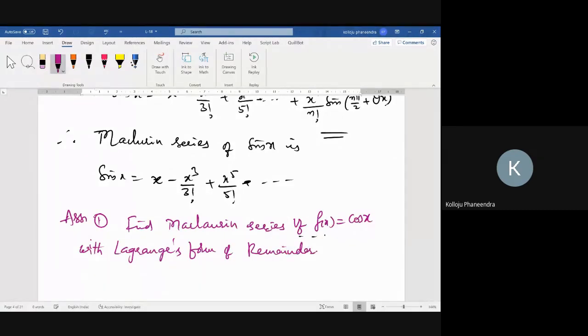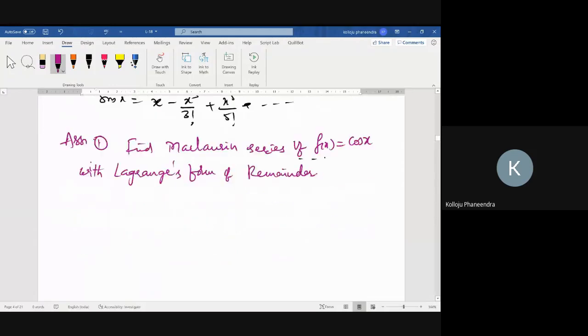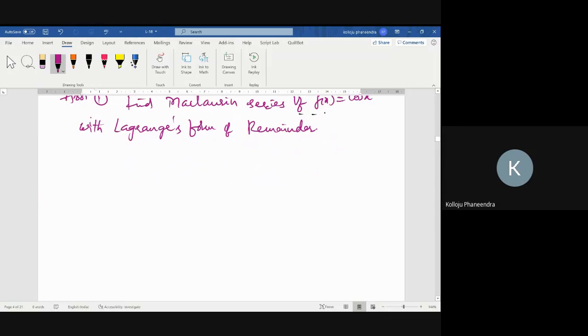Okay. Now another problem. You take some. Not this. No, sine x, no need. This problem is easy. Tan x is easy. e power sin x. Okay, next problem.